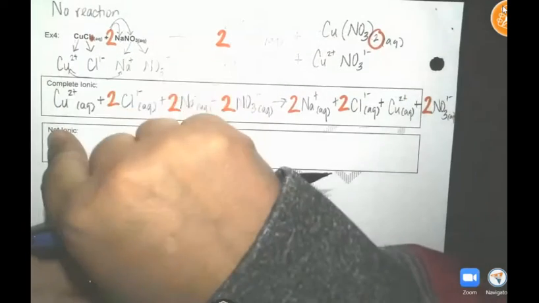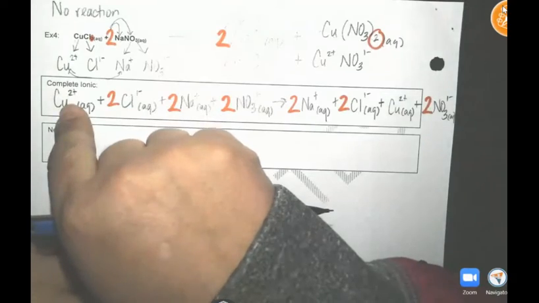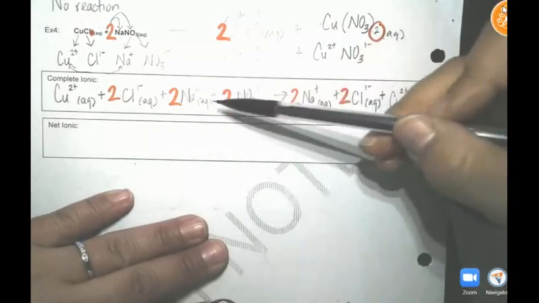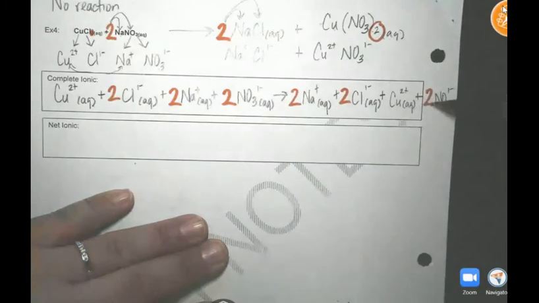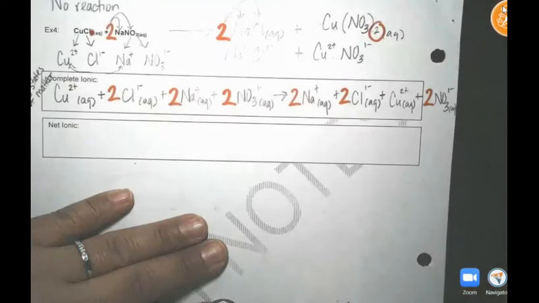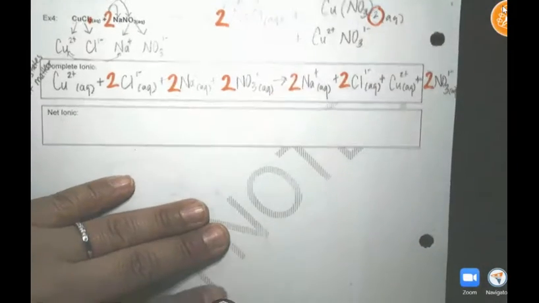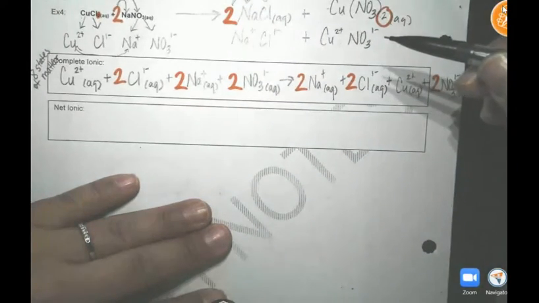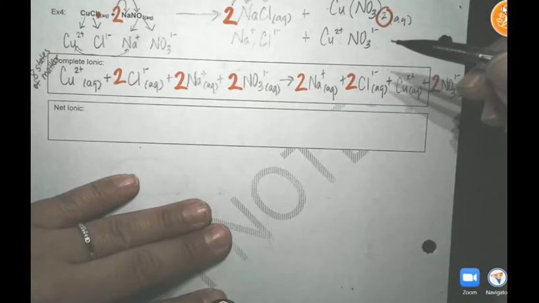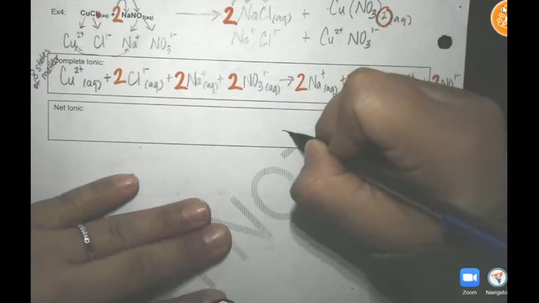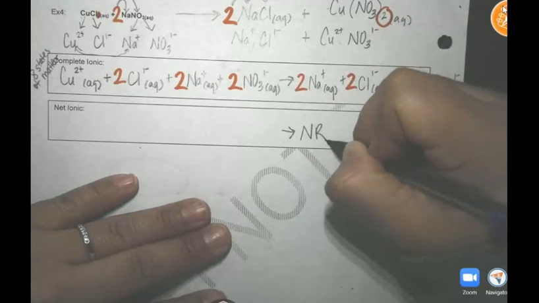Now, for a no reaction, when you do your complete ionic equation, you should have 1, 2, 3, 4, 5, 6, 7, 8. 8 states of matter because nothing cancels. Nothing is forming a precipitate. So in the net ionic, it's not going to give us a net product. It's not giving us a net precipitate or liquid water. So this results in a no reaction.